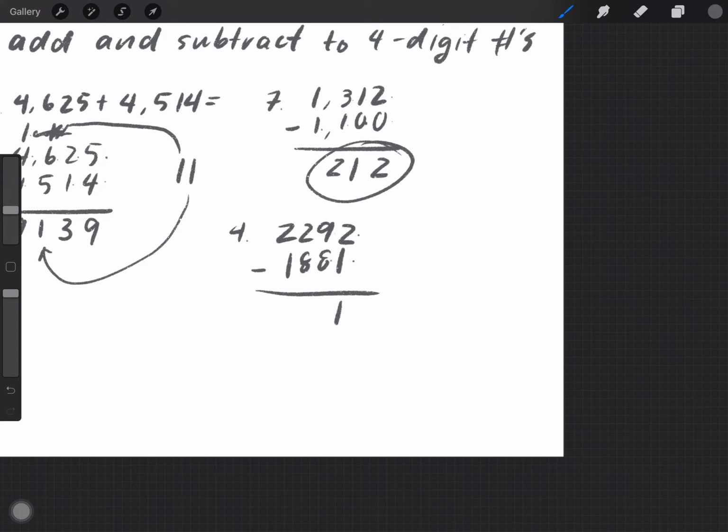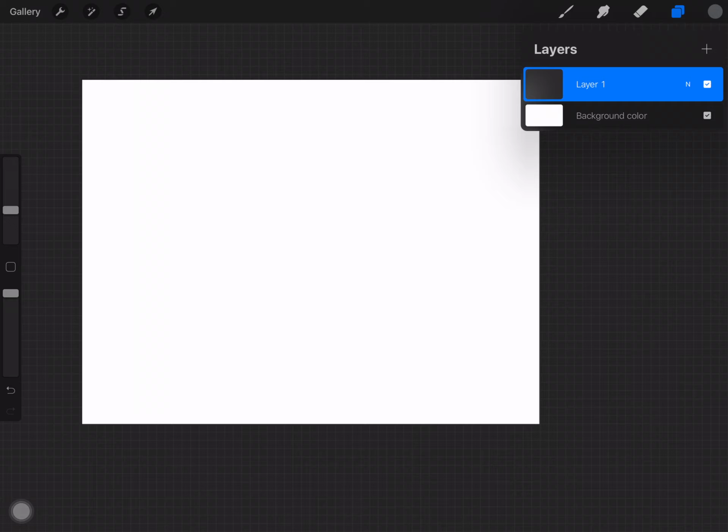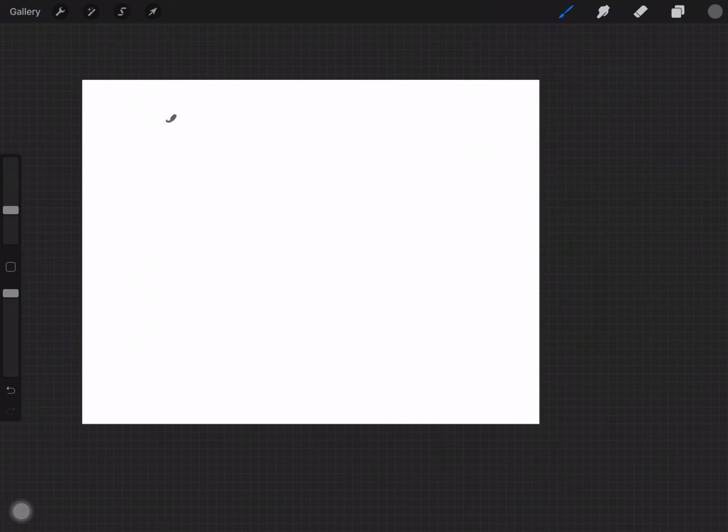9 minus 8 is equal to 1. Now 2 minus 8 is not possible, but you can do 12 minus 8. 12 minus 8 is equal to 4, but since you added a 1 here, you have to add a 1 right here, so 2 minus 1 plus 1 is equal to 2, right? So 2 minus 2 is equal to 0, so your answer is 411.